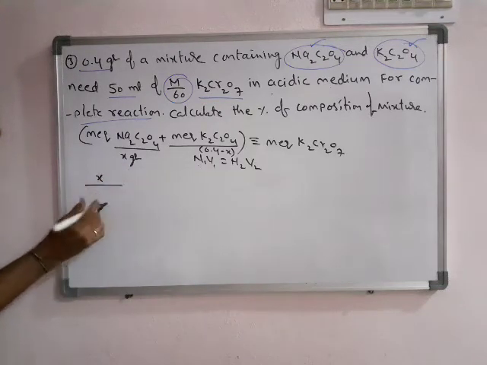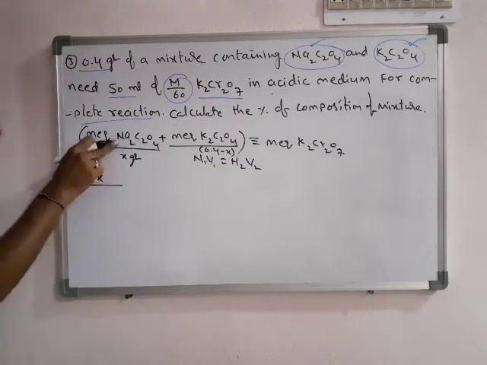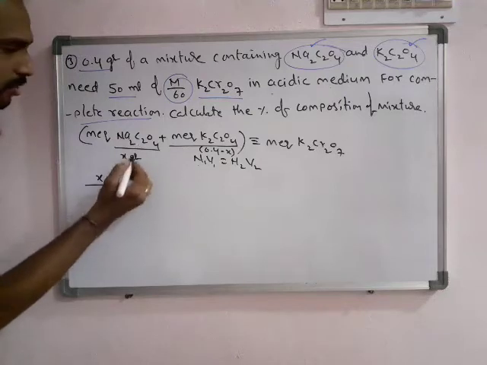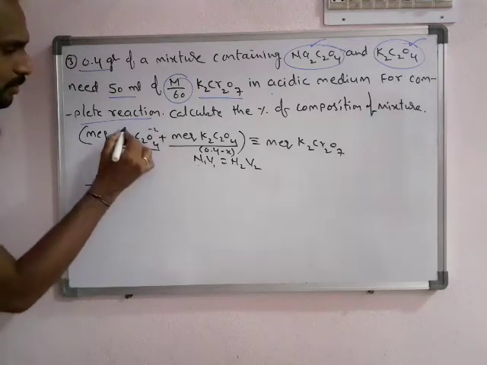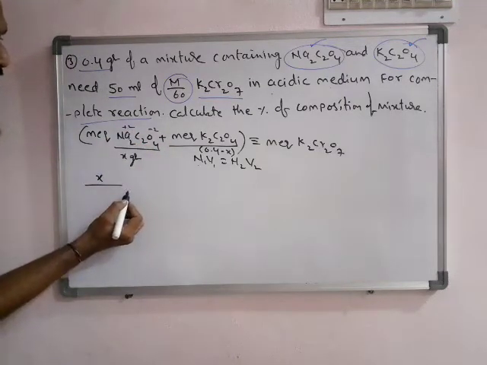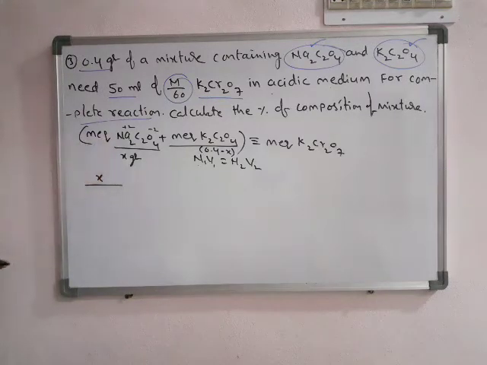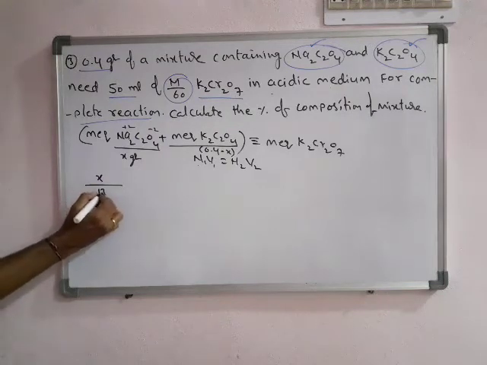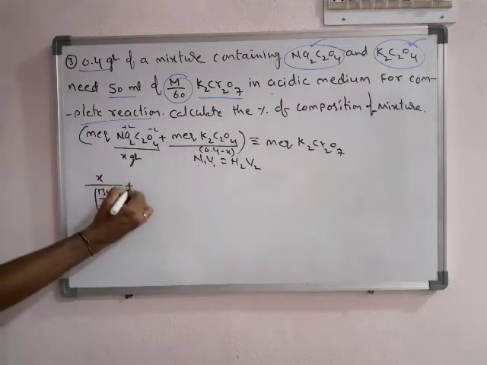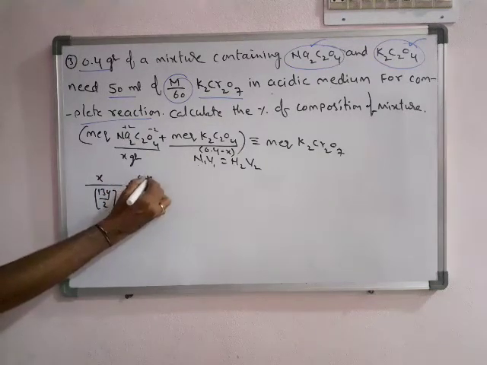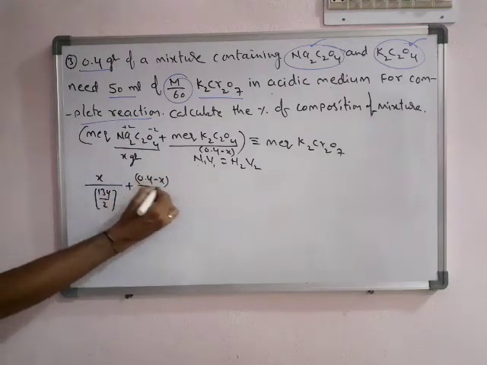So equivalent weight means molecular weight by charge, since it is a salt we have to take the charges. C2O4 minus 2, with 2 sodiums, plus 2, so charge is 2. So what is the molecular weight of sodium oxalate? Sodium oxalate molecular weight we will get 134 by 2. The 2 indicates the charge, plus what is the weight, 0.4 minus x weight.